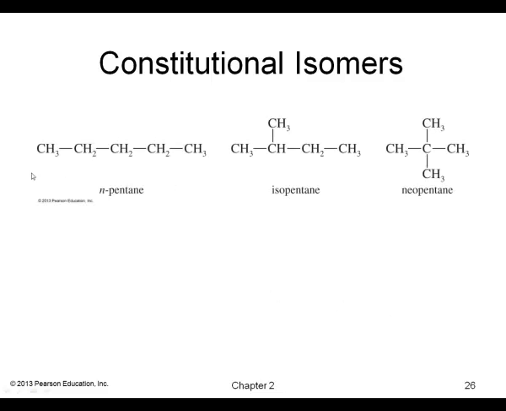So here, constitutional isomers. If we start with pentane, so here we have 5 carbons straight across. If I were to break this bond and move it to this carbon here, we would get this molecule. And you can see this has a different bonding arrangement than this, so these two are isomers. Over here, to get neopentane, I could move this CH3, for example, to this carbon, and we would get another bonding sequence. And so all 3 of these are constitutional or structural isomers. Note that they all have the same molecular formula.